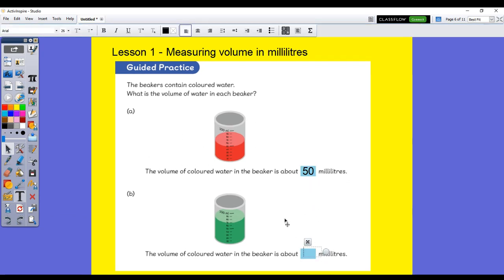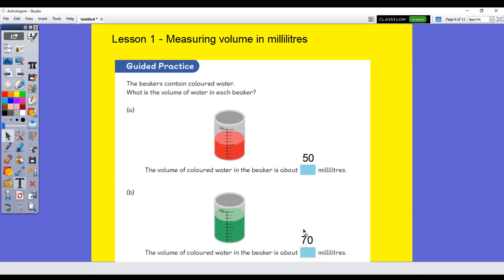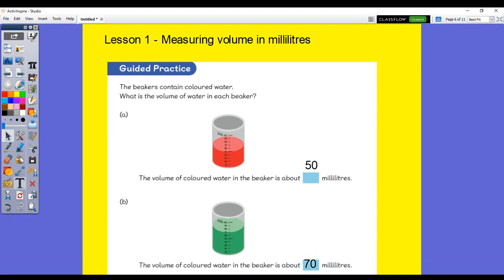Okay, so you can pause the video if you haven't finished writing that, and then you can play it when it's time to move on. So the next one then, the volume of coloured water in the beaker is about, so again it's counting in tens, 10, 20, 30, 40, 50, 60, 70 millilitres. So you're going to write your sentence. The volume of coloured water in the beaker is about 70 millilitres. Okay, so you can pause the video so you can write your number sentence.